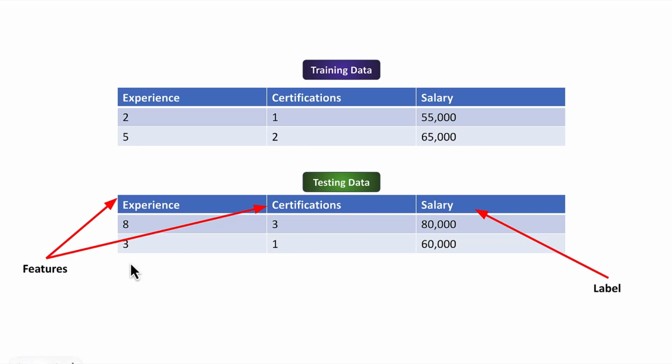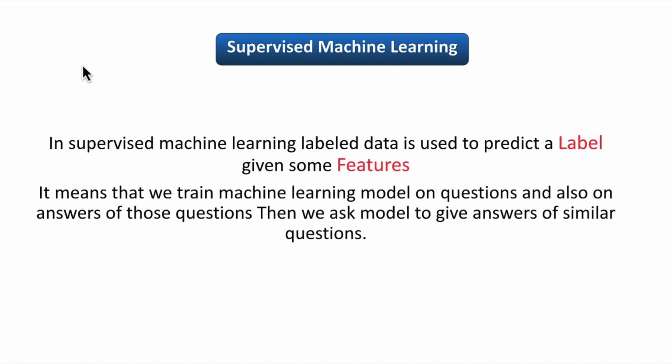So these are a few terms which you need to keep in mind while understanding the types of machine learning. The first term is the label, which is the value we are predicting. And then there is a term called features, which are basically the columns or the values using which we are making the prediction.